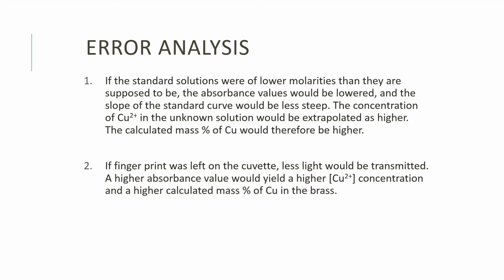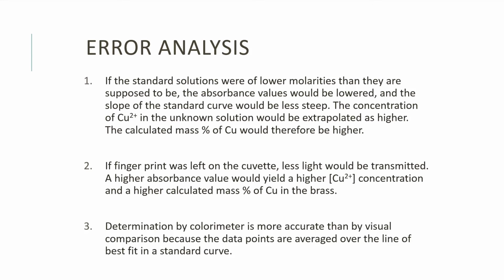2. If fingerprints were left on the cuvette, less light would be transmitted, which would lead to a higher absorbance value, and then that would lead to a higher concentration of Cu2+ ions and a higher calculated mass percent of copper in the brass. 3. Determination by colorimeter is more accurate than visual comparison because the data points are averaged over the line of best fit in a standard curve.